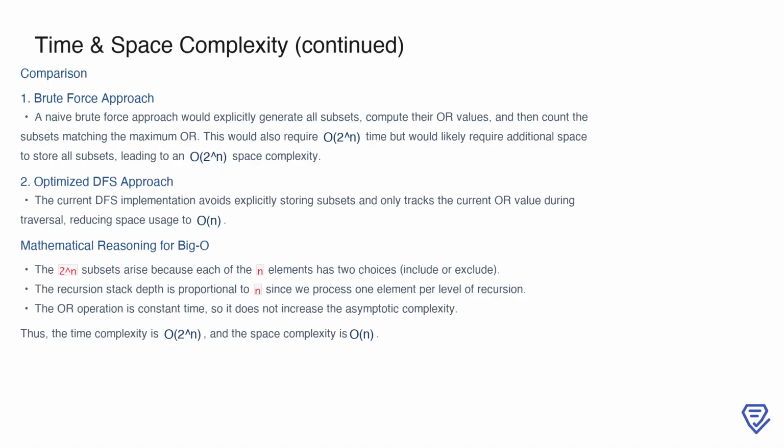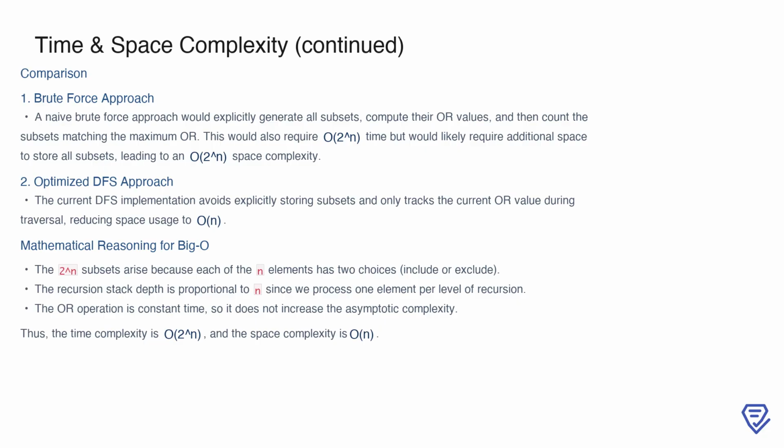To put this into perspective, let's compare the DFS approach with a brute force method. A naive brute force solution would explicitly generate all subsets, calculate their bitwise-OR values, and then count how many of those subsets achieve the maximum OR. While this brute force approach has the same time complexity of O(2^n), due to the number of subsets, it would require significant additional space to store all the subsets, leading to an O(2^n) space complexity. In contrast, the optimized DFS approach avoids storing subsets altogether. Instead, it tracks only the current OR value during traversal, which reduces the space usage to O(n) for the recursion stack.